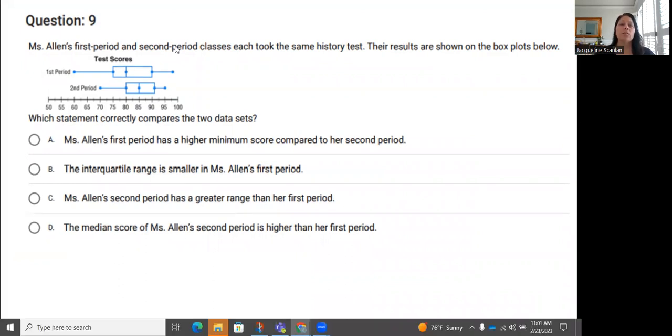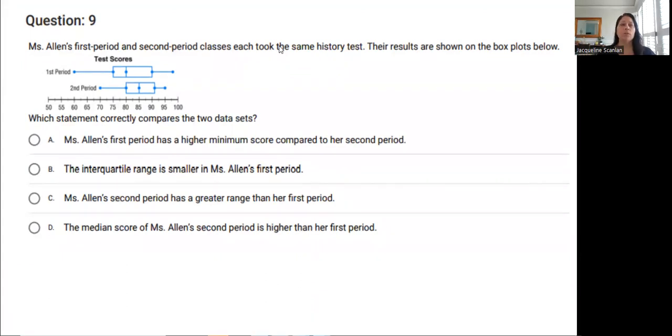All right, so for me to even be able to compare these data sets, I've got to remember what the most important pieces are in a box plot. So let's really briefly review those. I'm going to just look at first period, the class, right? And I'm going to look at the different dots that I see on this box plot. So this first dot is my smallest data point. It's the smallest value in my box plot.